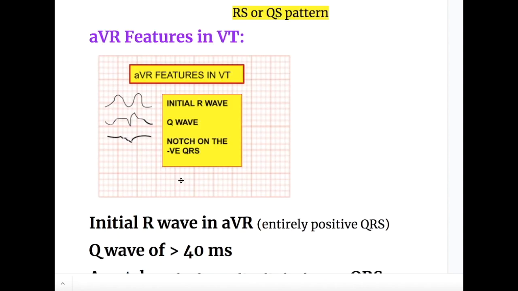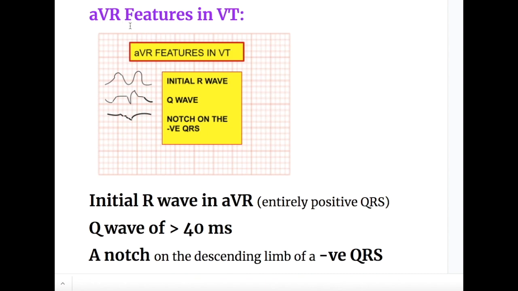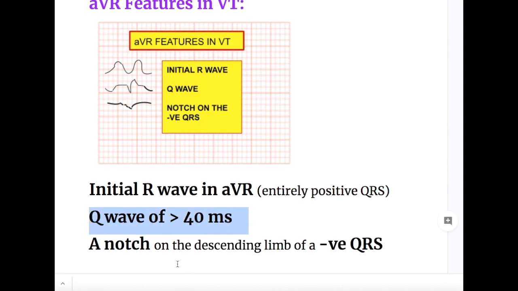Now, AVR features in ventricular tachycardia. Three important features in AVR in ventricular tachycardia: number 1, an initial R wave in AVR, an entirely positive QRS. Number 2, a Q wave of more than 40 milliseconds. And number 3, a notch on the descending limb of a negative QRS.